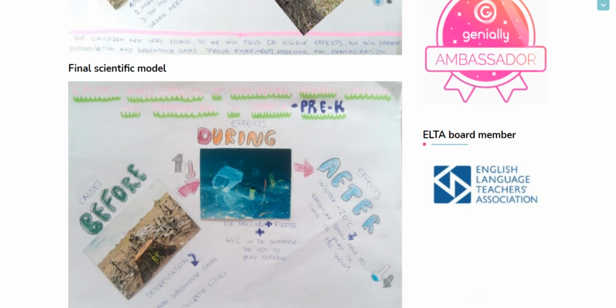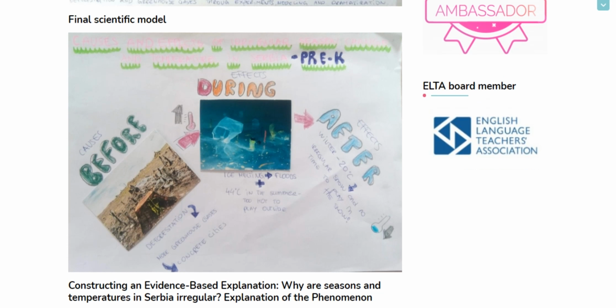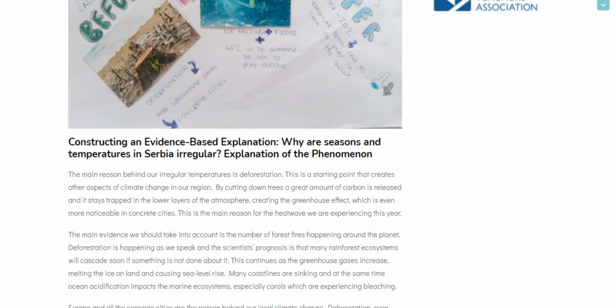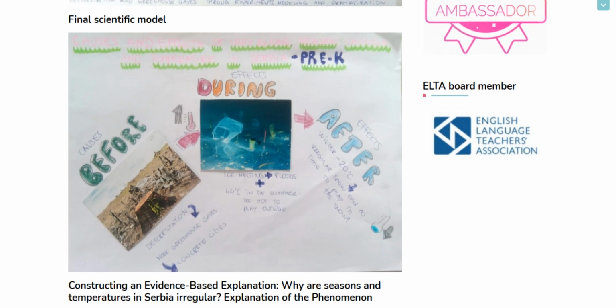Now, I'm going to just share an example of my scientific model. This scientific model is talking about seasons and irregular temperatures in a faraway country called Serbia. I'm going to explain this poster. So now, listen. Okay, let's take a look at it. And I'm only going to look at the poster and explain.